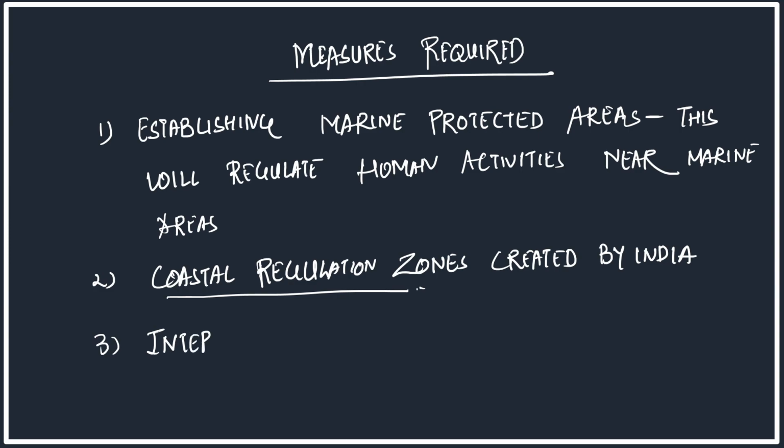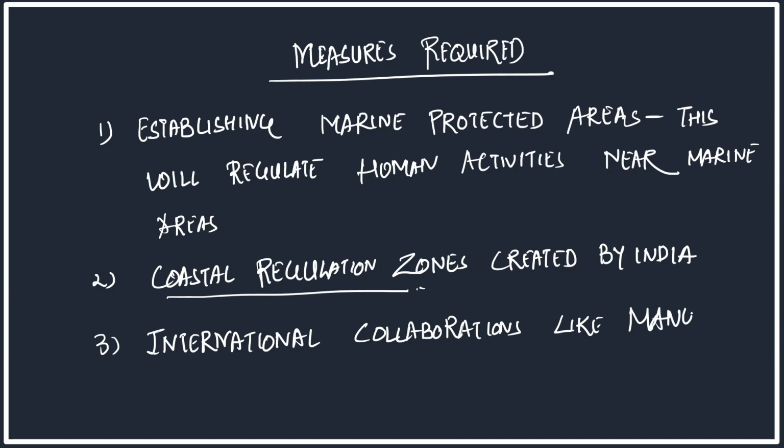Third one is international collaborations. Like mangroves for the future. It is a joint initiative of different countries, basically a joint partnership to protect the coastal regions, because mangroves generally grow near the coast, right? And they act as a very important means for stopping, let's say they act as a break for the storm.